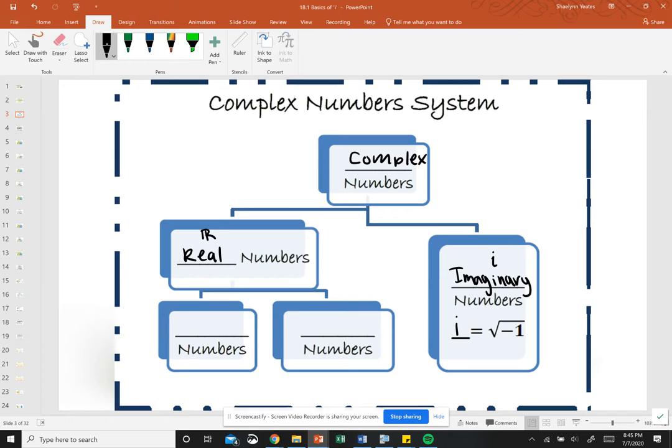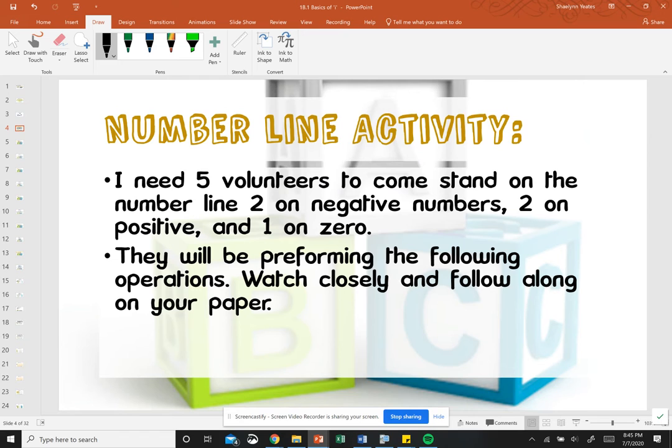Okay? So real numbers are going to be split up into two parts. They are called rational, which is things like fractions, and irrational numbers. All right? So let's get some examples of these.